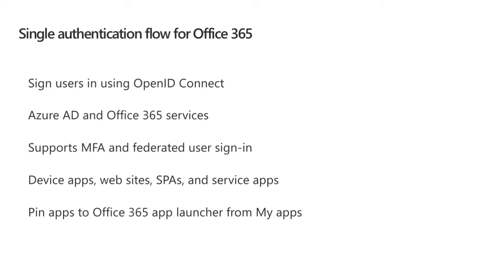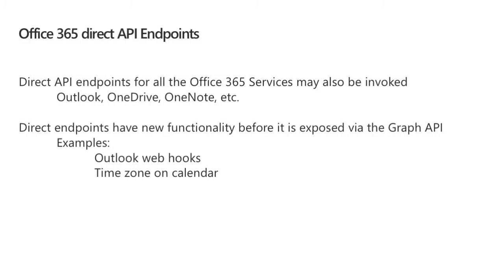Now, all Office 365 cloud services, including SharePoint Online and the Microsoft Graph, leverage Azure AD for authentication and authorization. And this means there is a single authentication flow that we're going to use for Office 365 applications, as well as those that are created to leverage the Microsoft Graph.